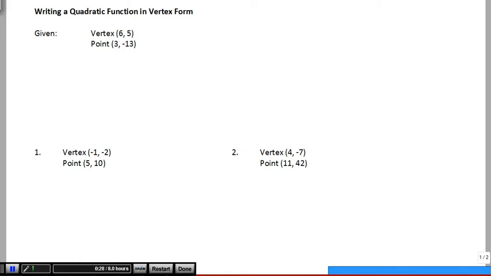So the first thing you have to remember is the generic equation for vertex form. It's y is equal to a times (x minus h) squared plus k. And you have to remember from the first video in this chapter that a is going to tell you if it opens up or down, and if it's narrow, normal, or wide. And then you have the h comma k, which is your vertex. And the y and the x just represent any point on that parabola.